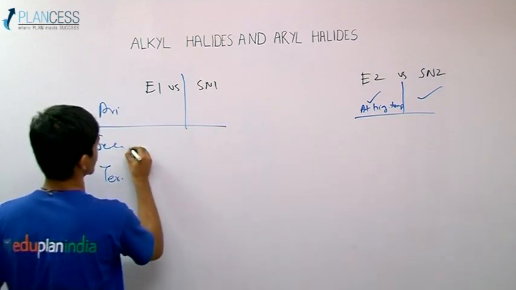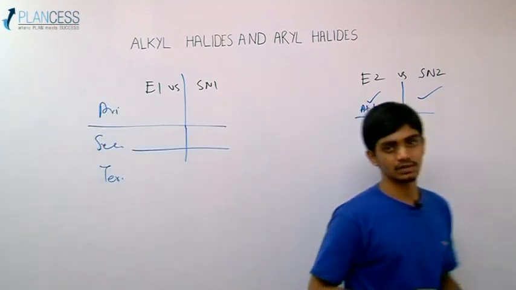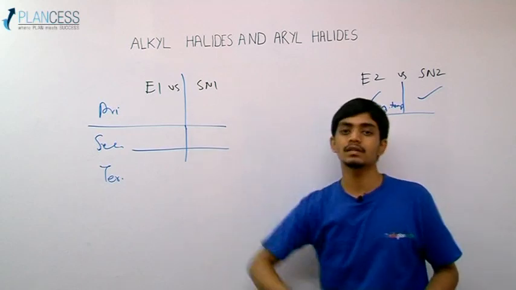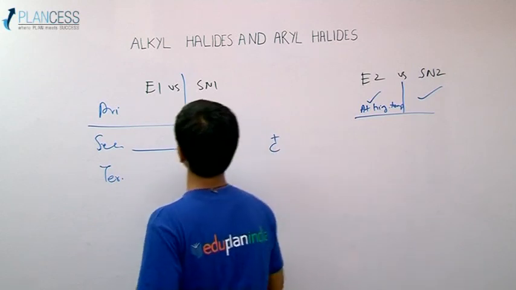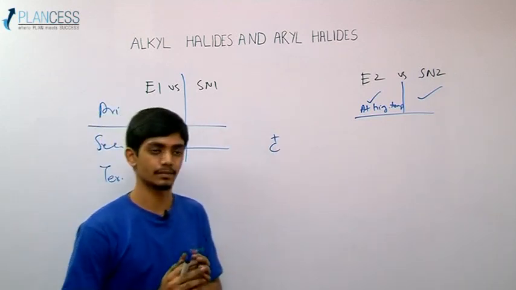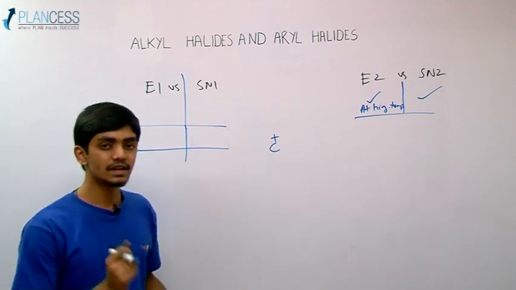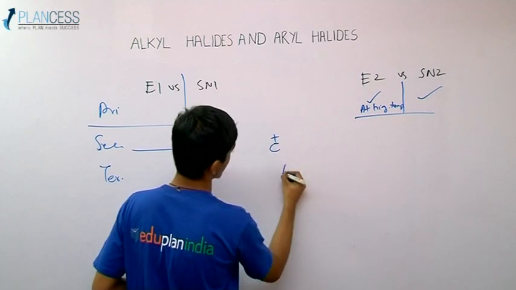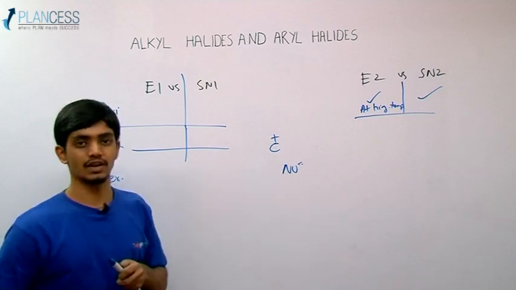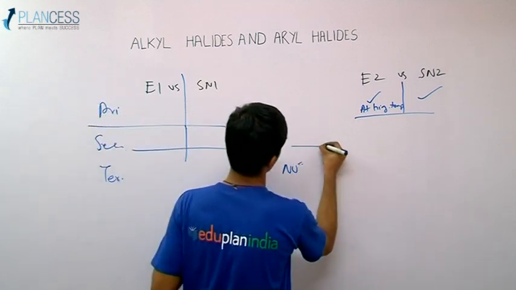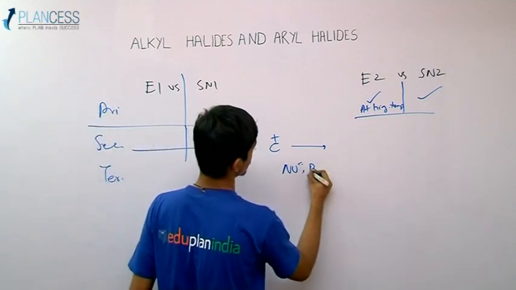What about secondary halides? For secondary halides, the carbocation is considerably stable, much more stable compared to primary halides. So what do you think is the possibility? Is E1 better or SN1 better? Now E1 and SN1 depend on this, plus for SN1 there is the strength of the nucleophile also. If the strength of the nucleophile is more, then the reaction will proceed in the forward direction more, and for E1 we depend on the strength of the base.